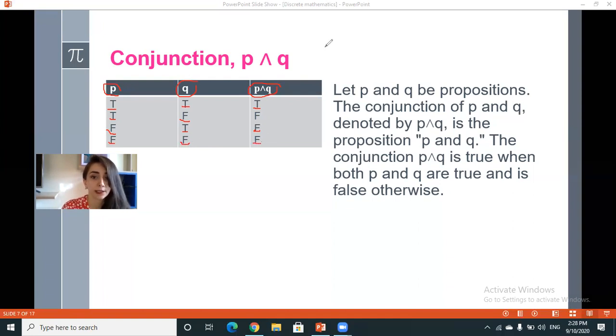What is the difference between them? Look please, I'll write it in another color. If P and Q are true, the answer is true. Otherwise, the answer is false. And let's continue.